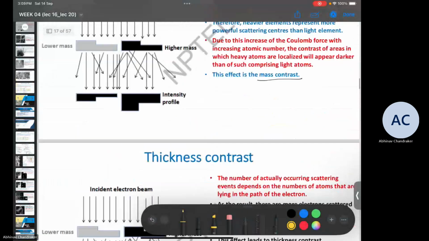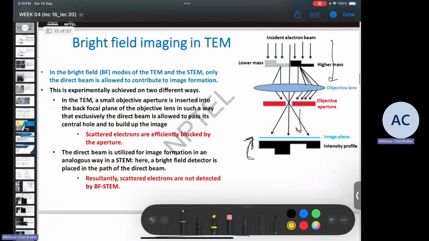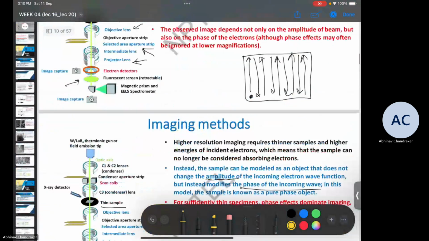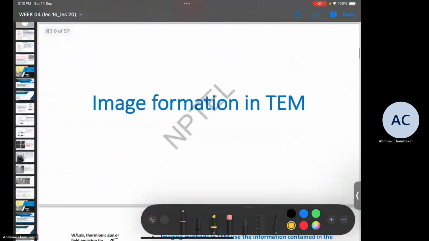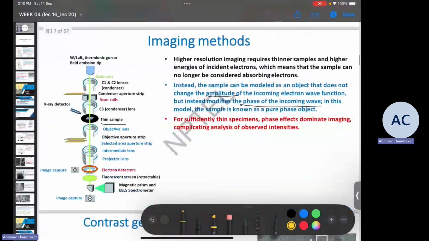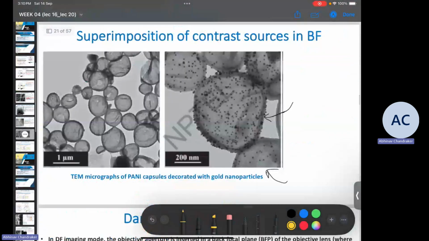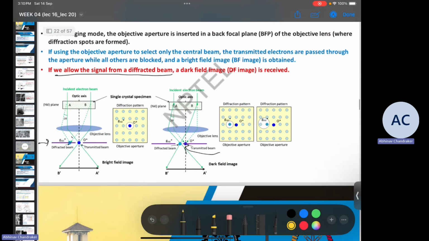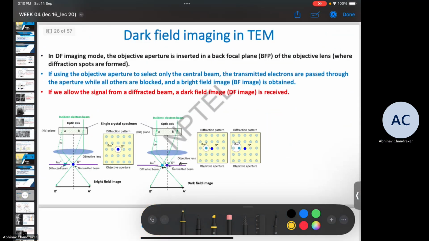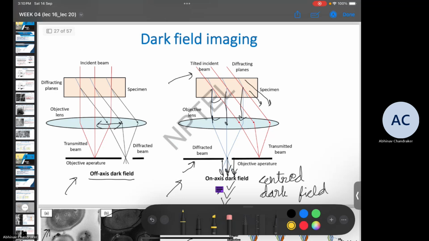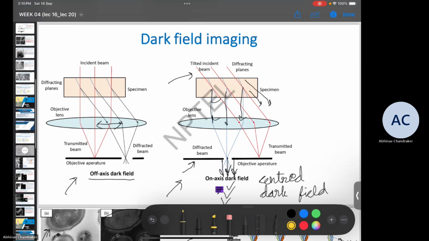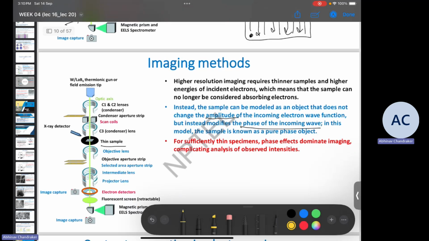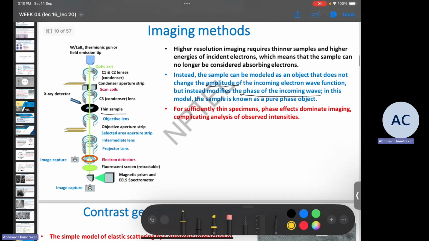Okay, so let me explain it. Okay, let me use this image to explain it, which is of dark field in TEM. Let me use just this image here.